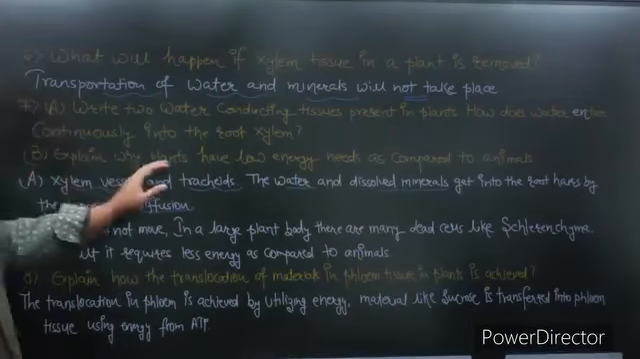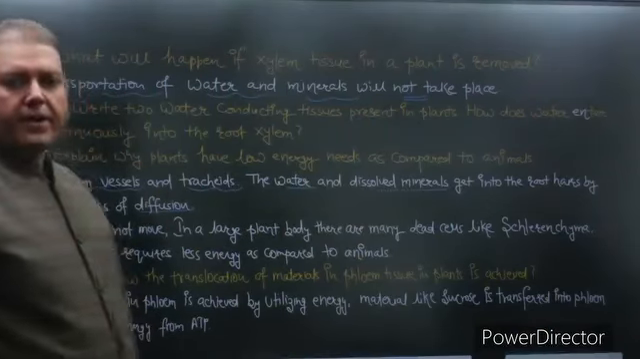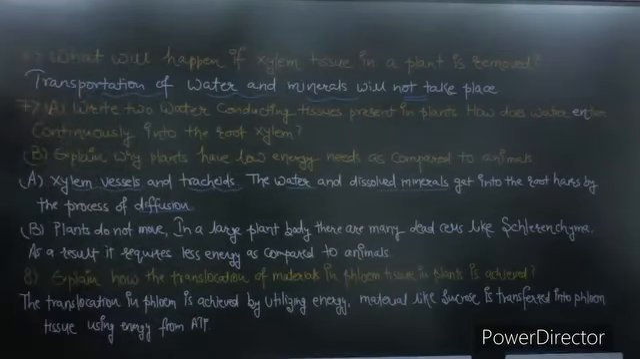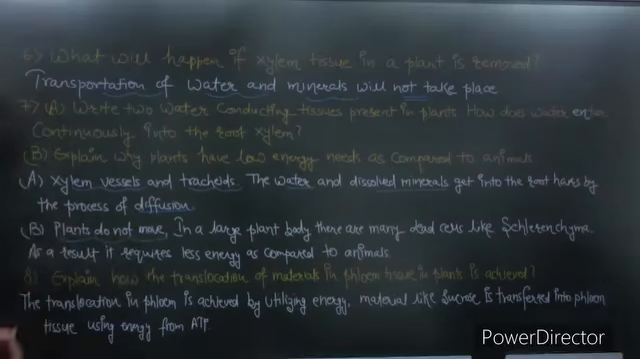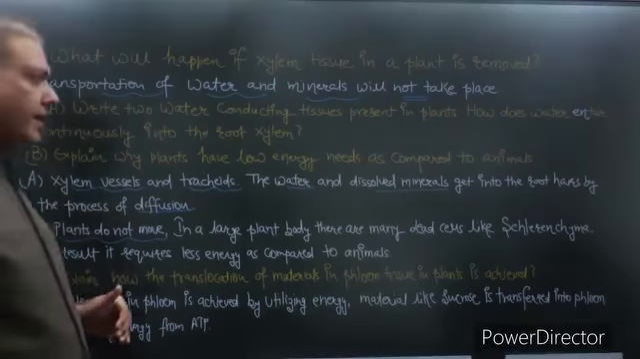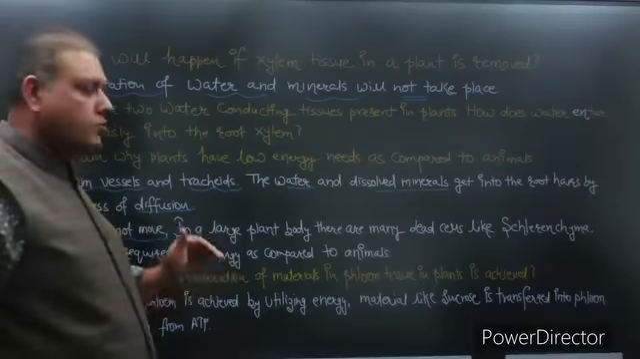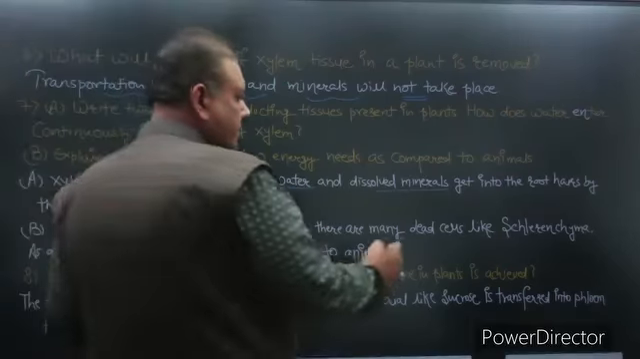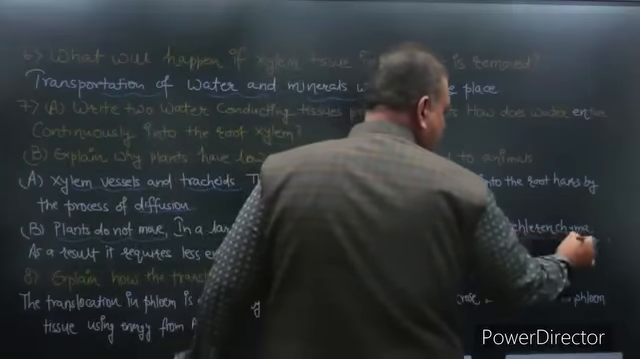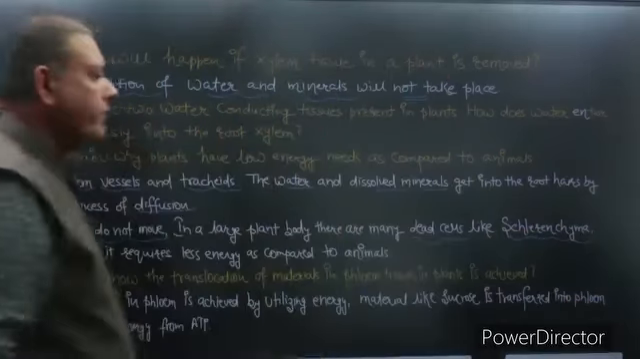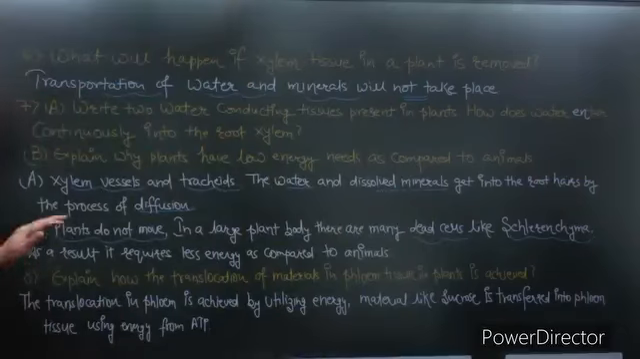Explain why plants have low energy needs as compared to animals. First thing we need to mention, plants do not move, so they require less energy compared to us, and apart from it there are so many dead cells present in the large trees in the form of sclerenchyma. As a result, they require less energy compared to animals.